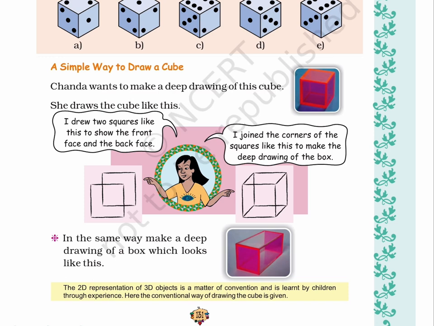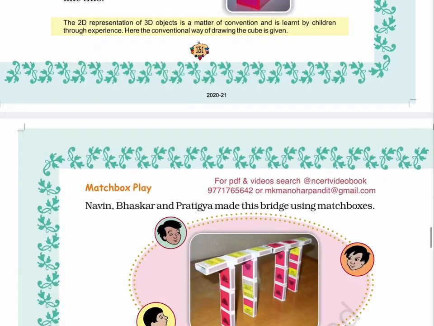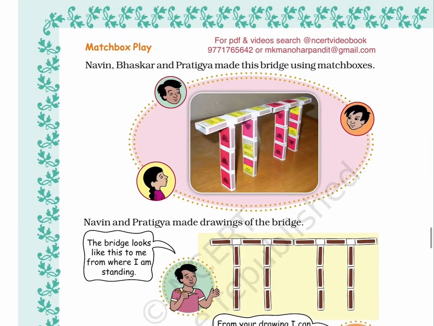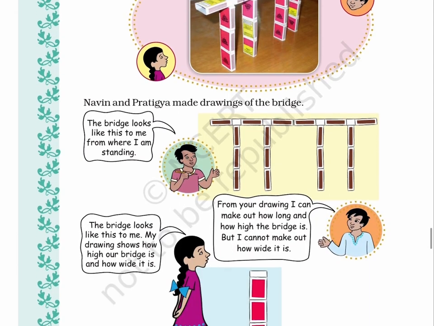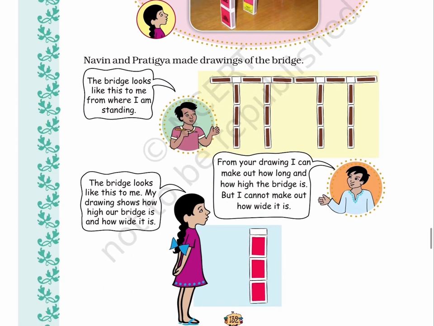Page 132. Matchbox play. Naveen, Bhaskar and Pratigya made this bridge using matchboxes. Below the question, we have a picture of the bridge made by matchboxes. We also see the faces of Naveen, Bhaskar and Pratigya around the bridge. Naveen and Pratigya made drawings of the bridge.